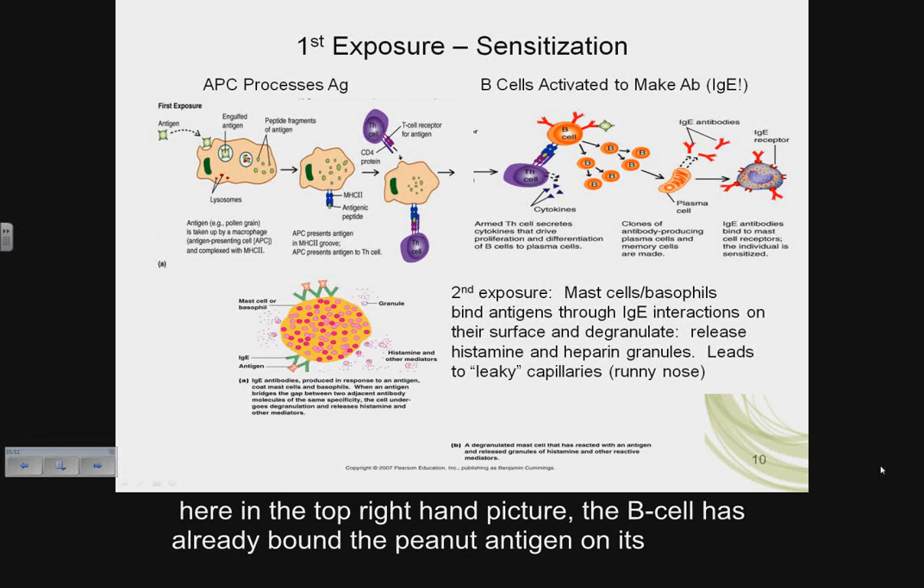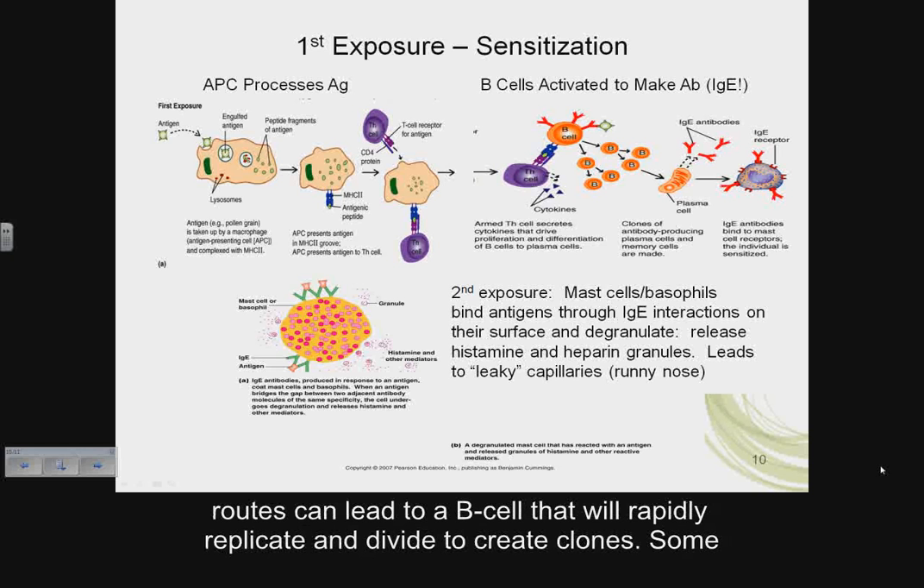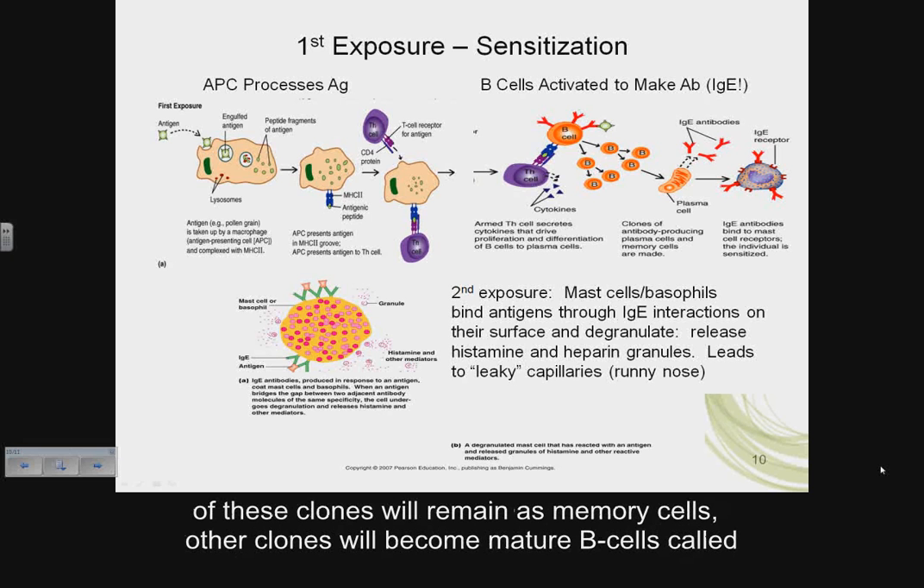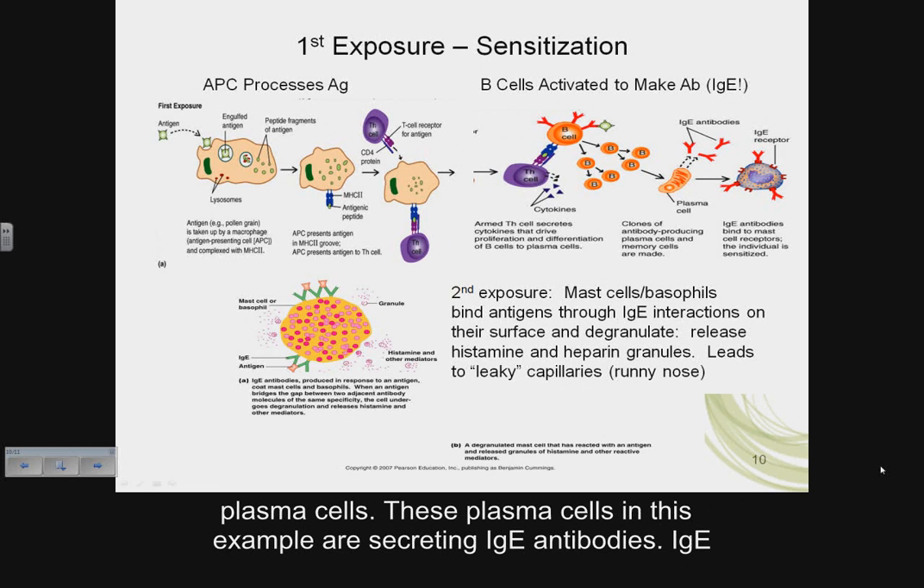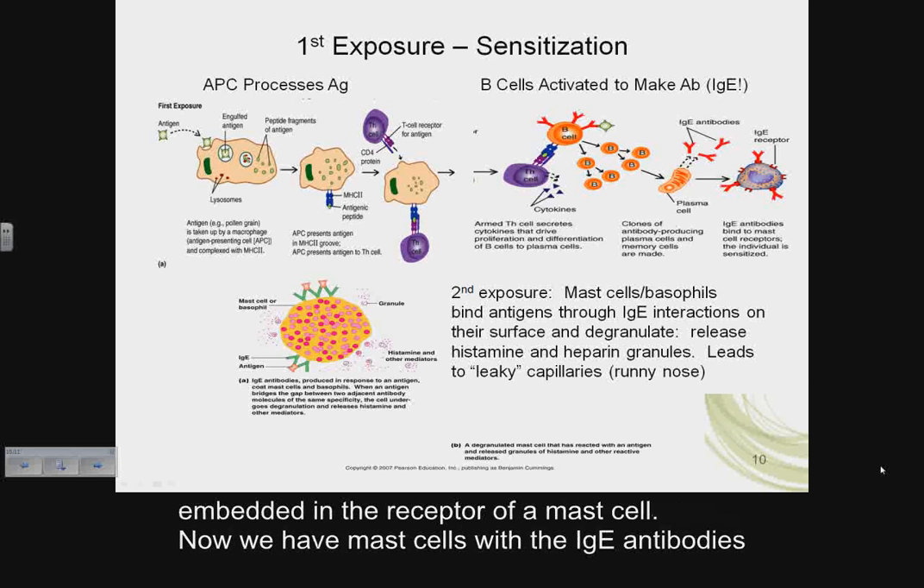The B cell has already bound the peanut antigen on its own and is also being stimulated by an activated helper T cell. Both of these routes can lead to a B cell that will rapidly replicate and divide to create clones. Some of these clones will remain as memory cells. Other clones will become mature B cells called plasma cells. These plasma cells in this example are secreting IgE antibodies. IgE antibodies bind to receptors on the mast cells. That is shown here with the red IgE antibody embedded in the receptor of a mast cell.